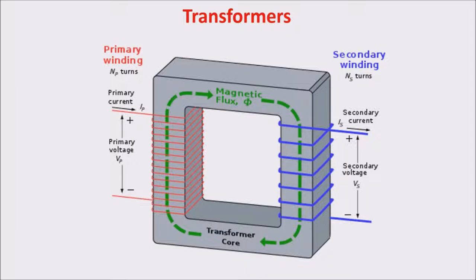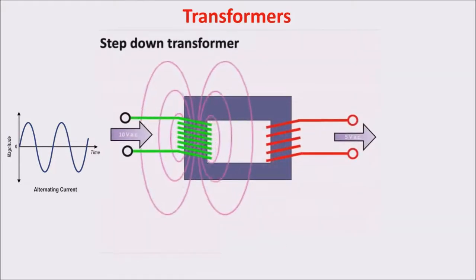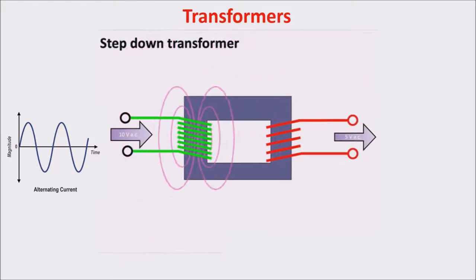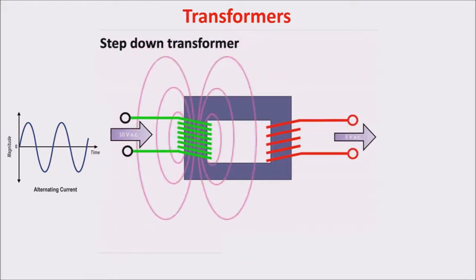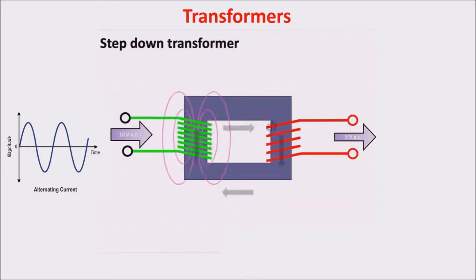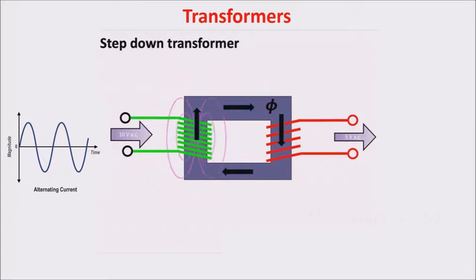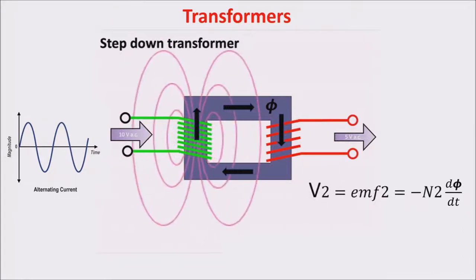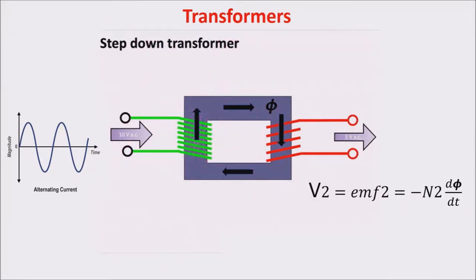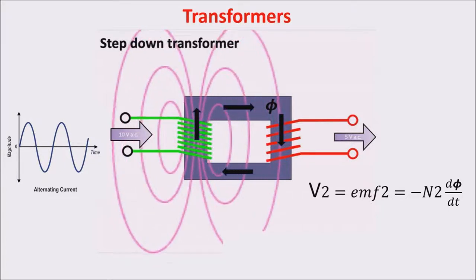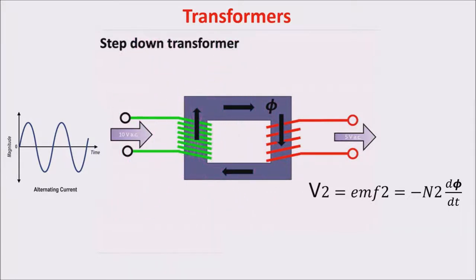If we pass an alternating current in the primary coil, a variable magnetic field is created, so a variable magnetic flux is generated through the turns of the primary coil. The iron core is used to convey the magnetic flux on the second coil, and from Faraday and Lenz's law, an EMF is generated on the secondary coil ends. This EMF is equal to the flux variation times the number of second coil turns.